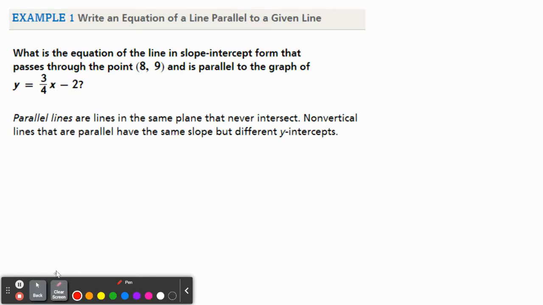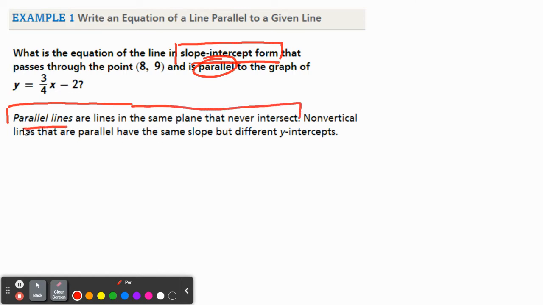All right, so example 1, it says, what is the equation of the line in slope-intercept form that passes through the point 8, 9 and is parallel to the graph of y equals 3/4 x minus 2? So again, we want to finish this problem in slope-intercept form, and we have a parallel question, okay? Well, again, as we just talked about, parallel lines are lines in the same plane that never intersect.